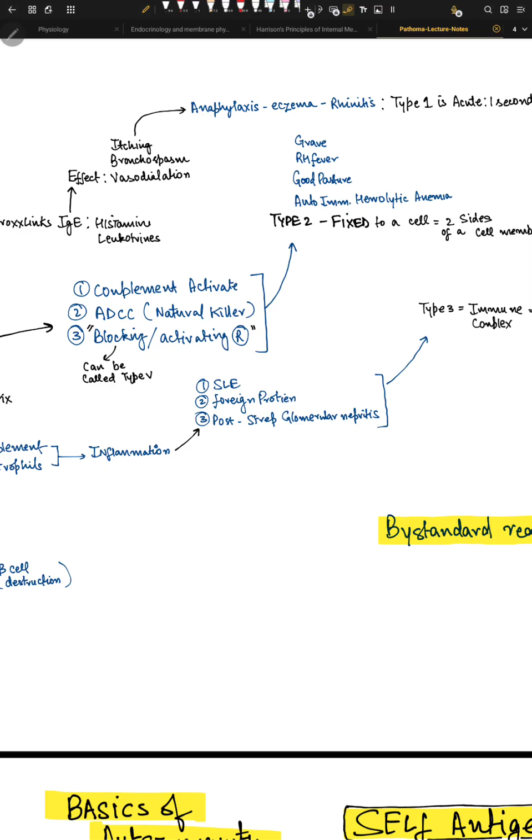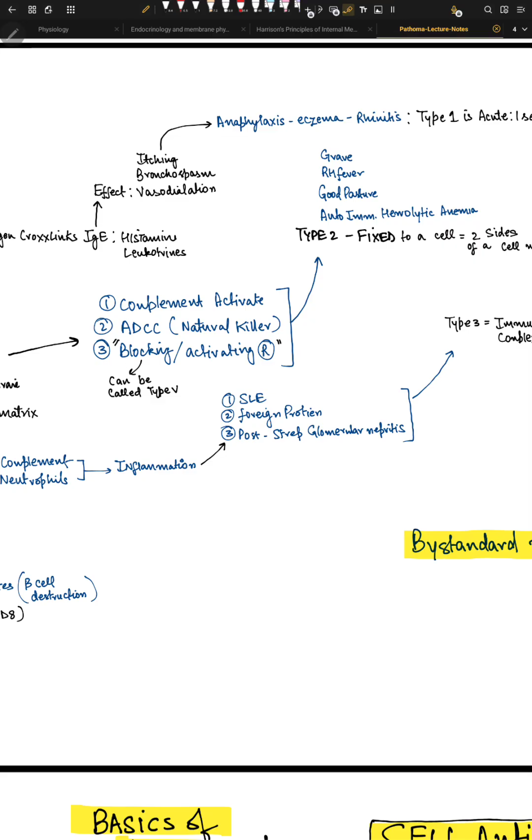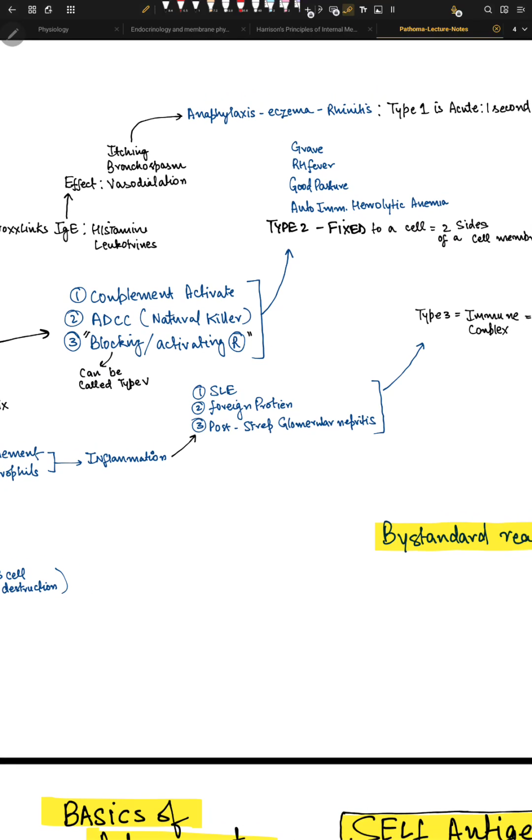So in myasthenia gravis, there are antibodies against the acetylcholine receptor. They block the acetylcholine receptors. These antibodies sit on the receptor for acetylcholine, and after this there is no stimulus. We know acetylcholine is an excitatory neurotransmitter, so nothing is going to excite the muscle. That's why we have a very weakened muscle tone in myasthenia gravis.